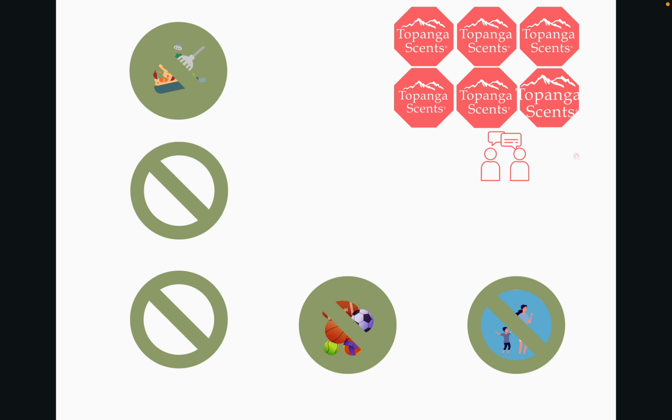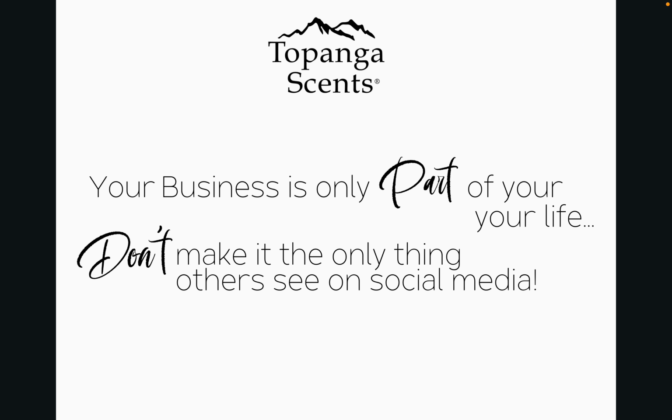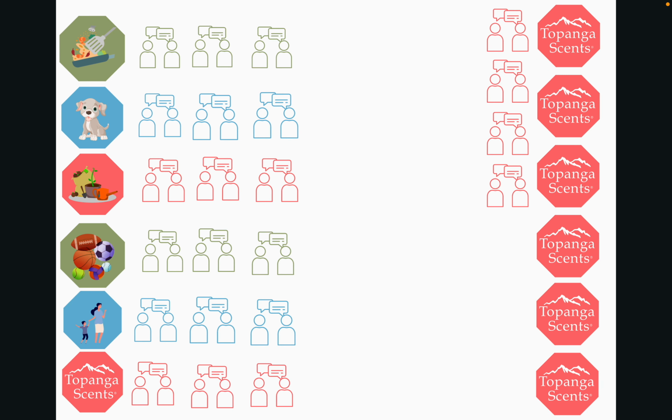And so if you continue talking about your business so much so that you begin to neglect the other areas of your life that were once a part of your social media page, so that it always becomes about your business and it doesn't become a true reflection of all of the parts of your life, then what happens is you lose your audience. And so we want you to remember that your business, although we love it and we want you to talk about it, it's only a part of your life. So we don't want you to make it the only thing others see on social media.